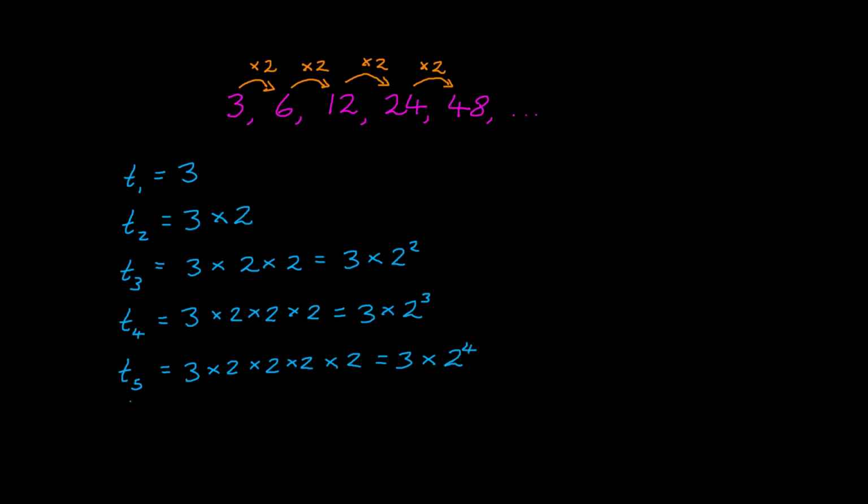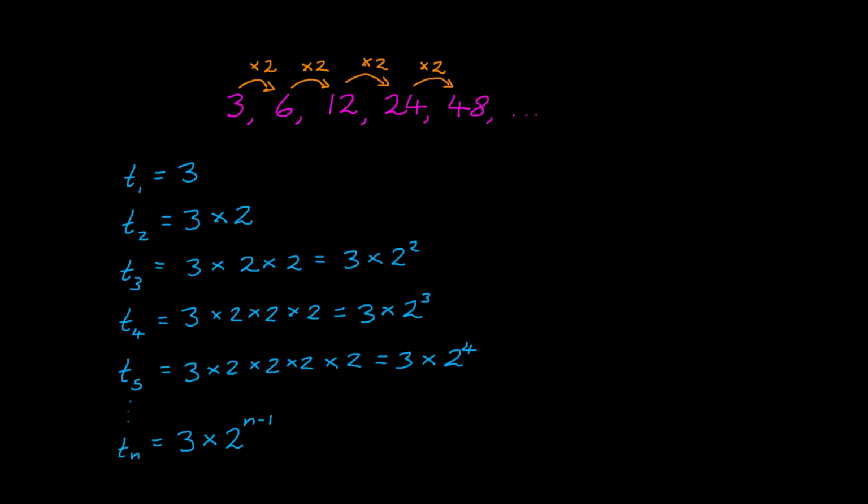And we can continue this pattern and realize that the nth term is therefore going to be 3 times 2 to the power of n minus 1. So if we want to get to, say, the 16th term, we have to start with our first term 3 and multiply by our common ratio 2 15 times.